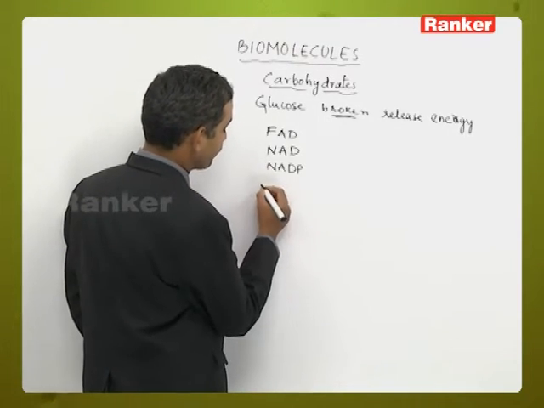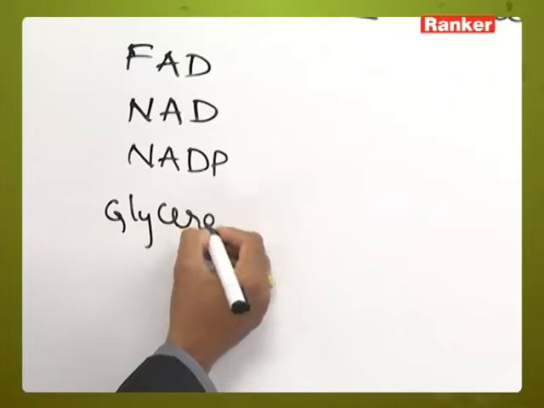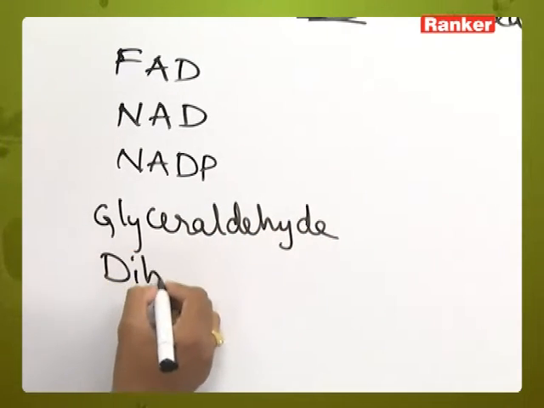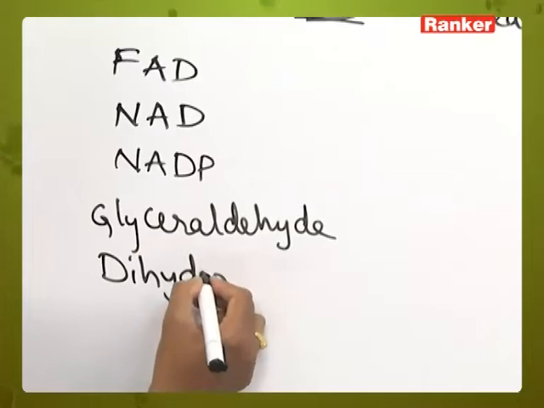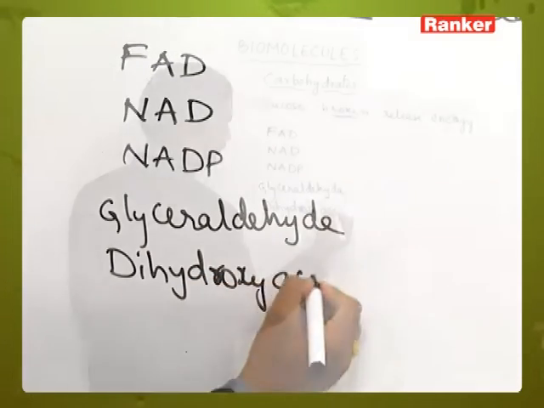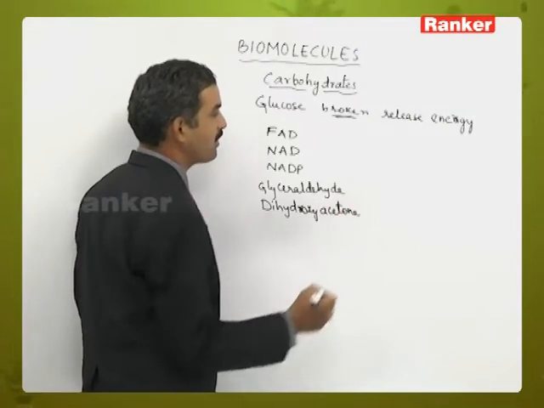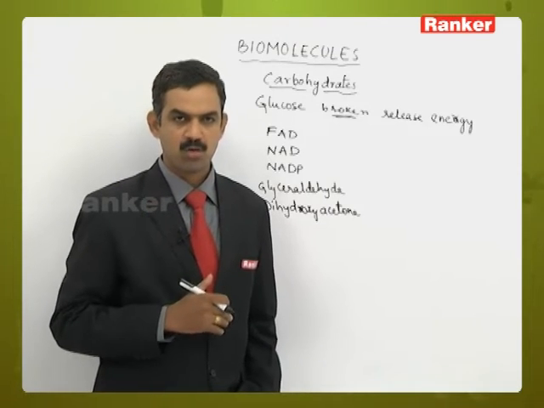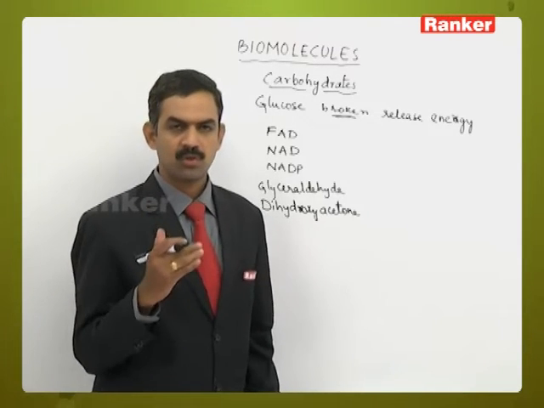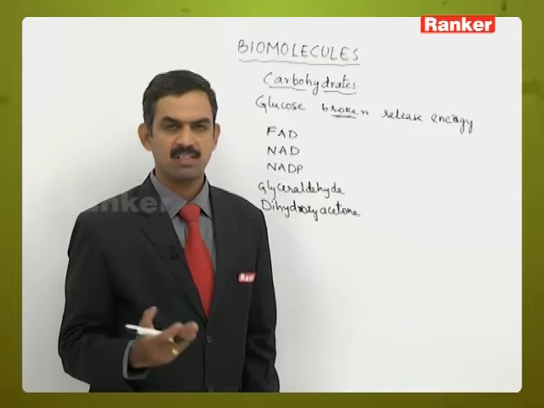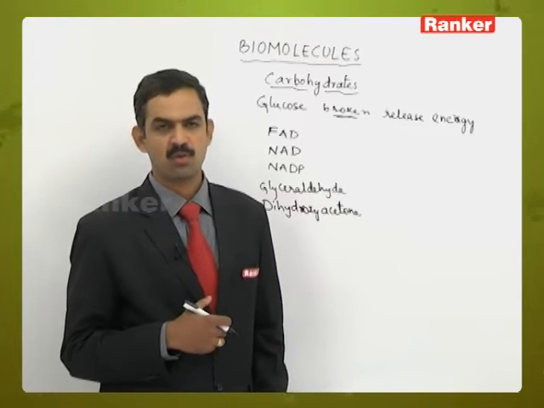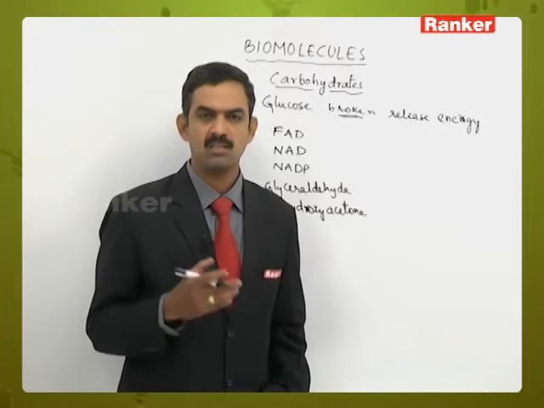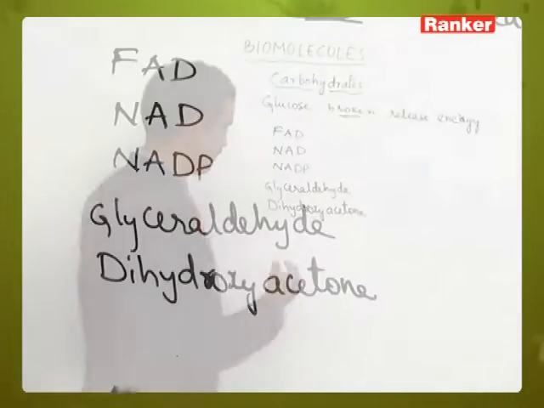And in the same way, glyceraldehyde, dihydroxyacetone. These are formed in the glycolytic steps, as glycolytic intermediate compounds. Those compounds can be used in the further conversion of the glucose molecule into pyruvic acid, which is further converted into carbon dioxide and water to release the energy molecules.